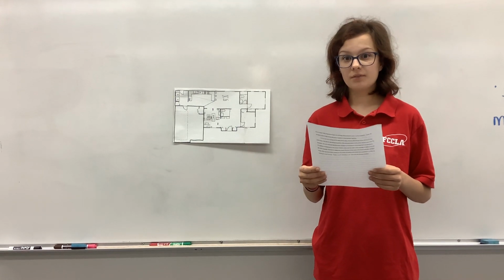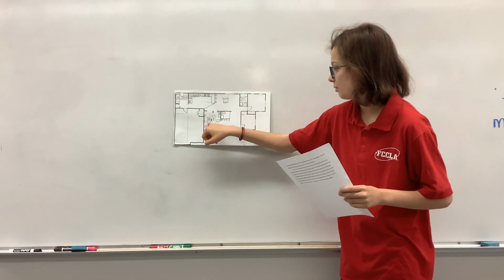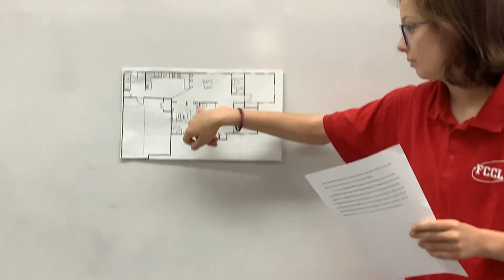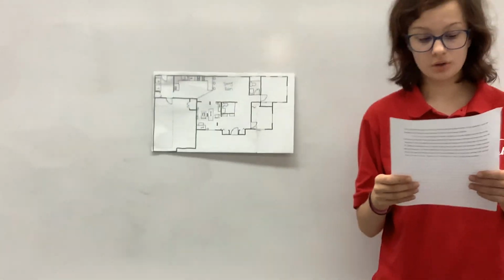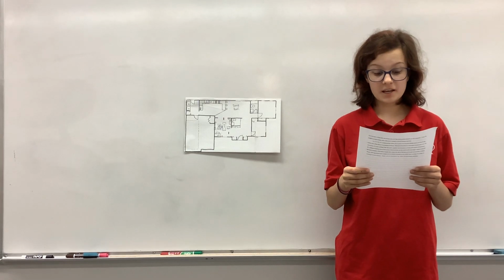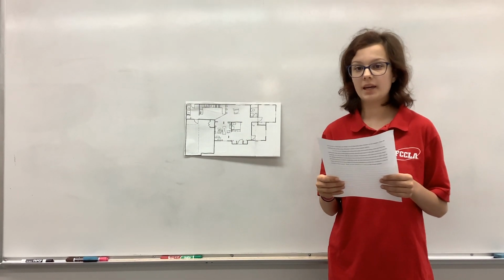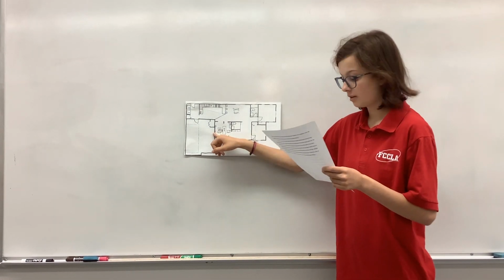Moving on to the design of the living room, I decided to put the couch here, the coffee table here, with the TV here, the piano, and then a table. The balance in this living room is asymmetrical. Even though the living room is asymmetrical, the weight of the piano balances out with the weight of the table behind the couch. The focal point of the living room is the TV.